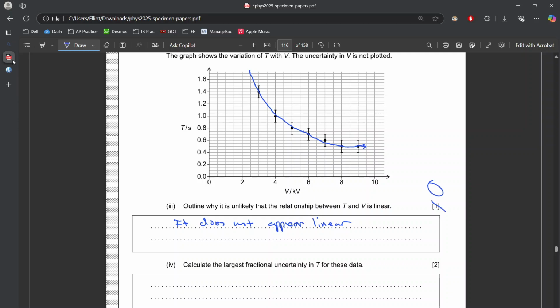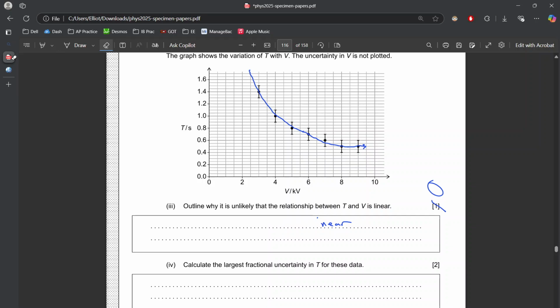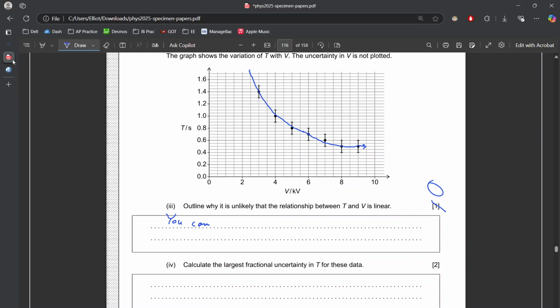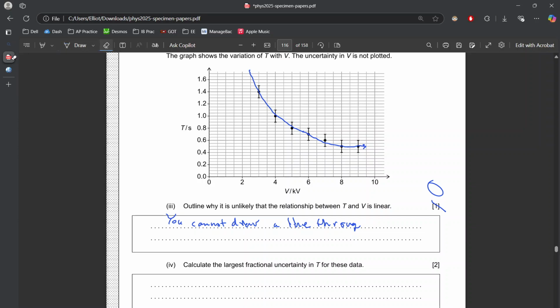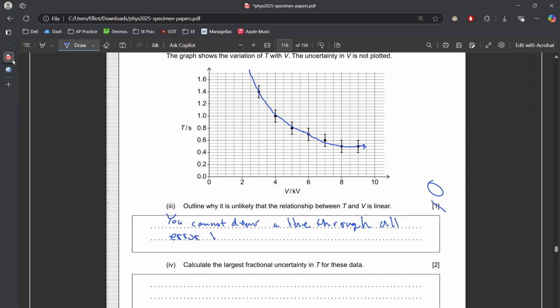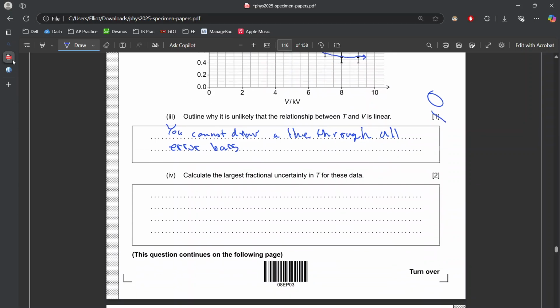So you need to be more technical. You should say that you cannot draw a straight line through all the error bars. Oh, my bad. Through all error bars. I guess it just doesn't look like it doesn't count.